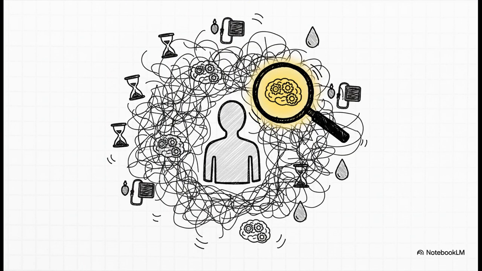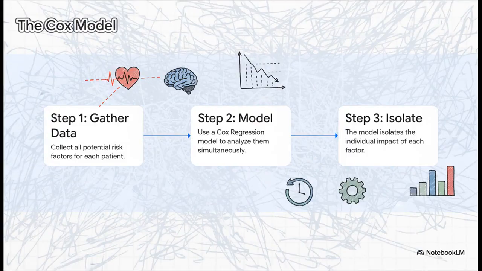I mean, a patient has an age, a certain blood pressure, and a level of consciousness when they come in, which doctors measure with something called the Glasgow Coma Scale. With all of these different things happening at once, how can we be sure it was the diabetes and not, say, their age that was really driving the risk? We have to find a way to isolate the signals from all that noise. This is where a more advanced technique called Cox regression comes into play.